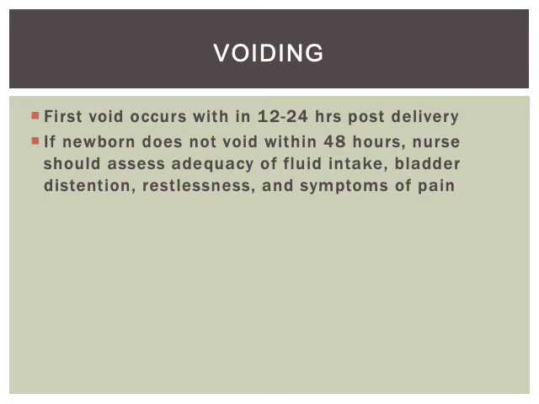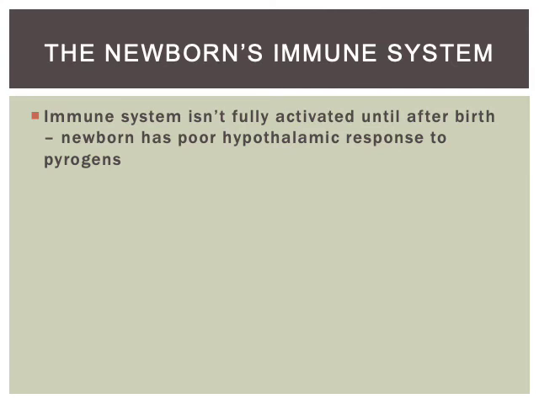Immunologic adaptation. The newborn's immune system isn't fully activated until some time following birth. The white blood cells respond slowly and inefficiently when the body becomes infected. Also, the newborn has a poor hypothalamic response to pyrogens, and so this is the reason why fever in a newborn is not a reliable indicator of infection.